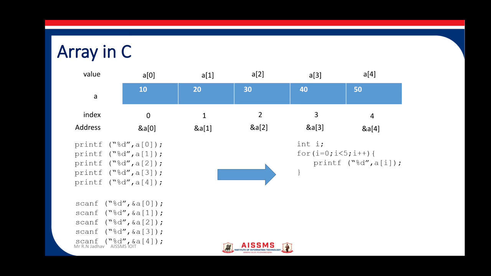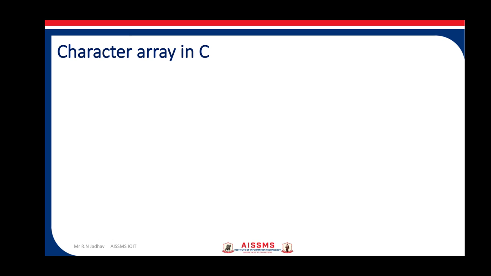Again, we can also use a loop to scan all the elements in one go. In the same way, the scanf statement is written inside the for loop where we have the initial expression, that is i = 0, and i less than 5. After every iteration, the value of i will be incremented and it will continue till i is less than 5. So it will continue from 0 to 4 and all the elements will be read and stored in the memory locations.